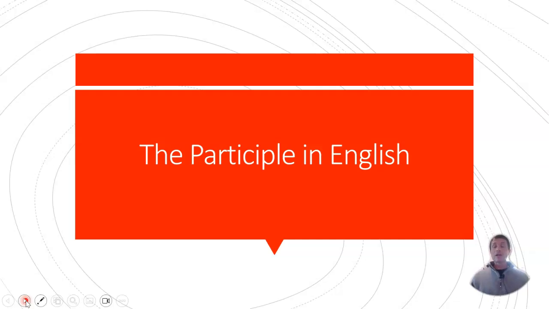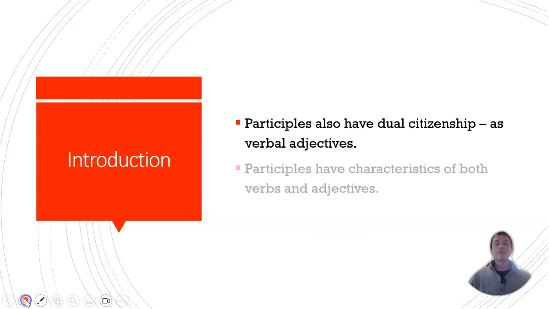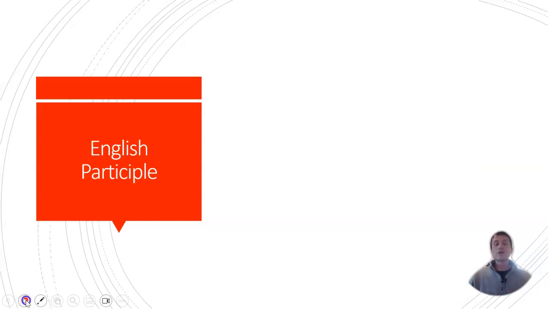Well, this lesson is really all about the participle. So let's talk for just a minute about the participle in English. Maybe you're like, I don't remember what a participle is. So let's go back to our junior high grammar and try to remember what a participle is. Participles have like dual citizenship. They are verbs and they are adjectives. They have aspects of both verbs and adjectives together, so they have characteristics of each one of those.